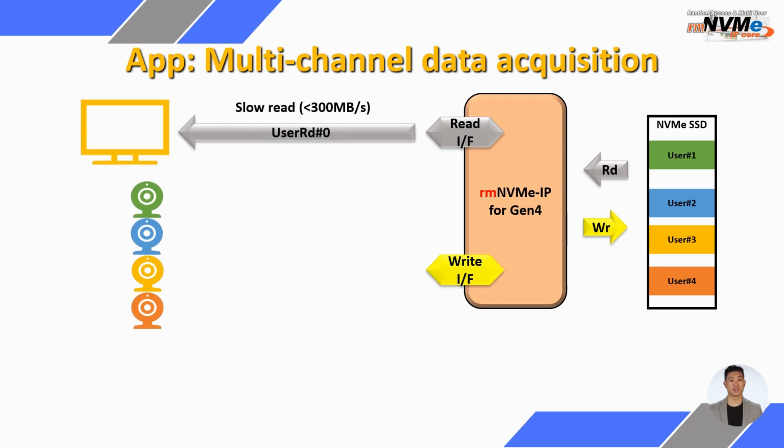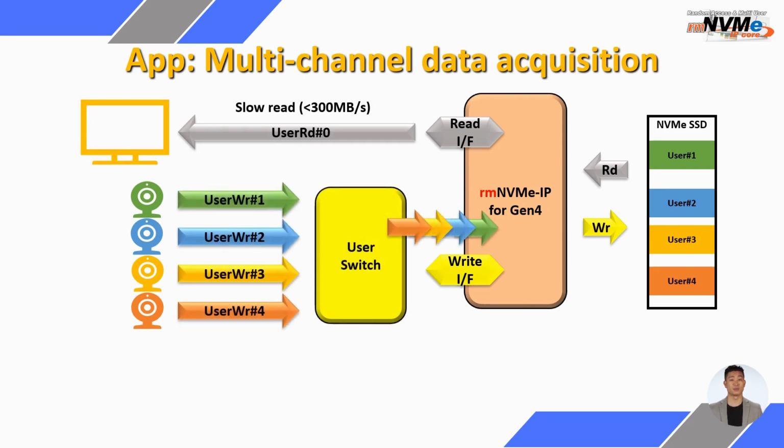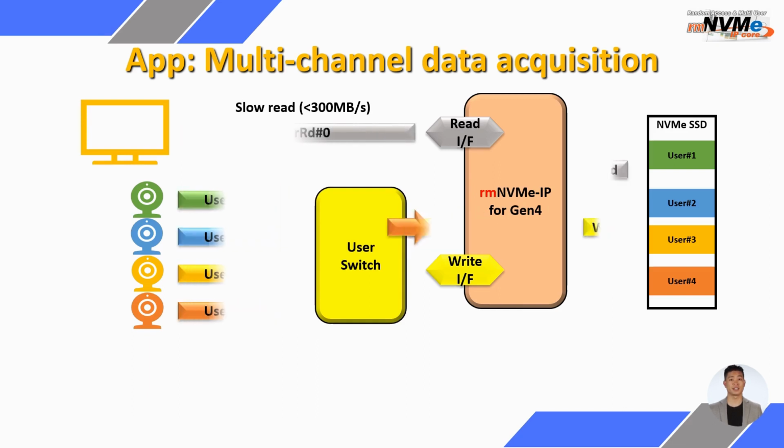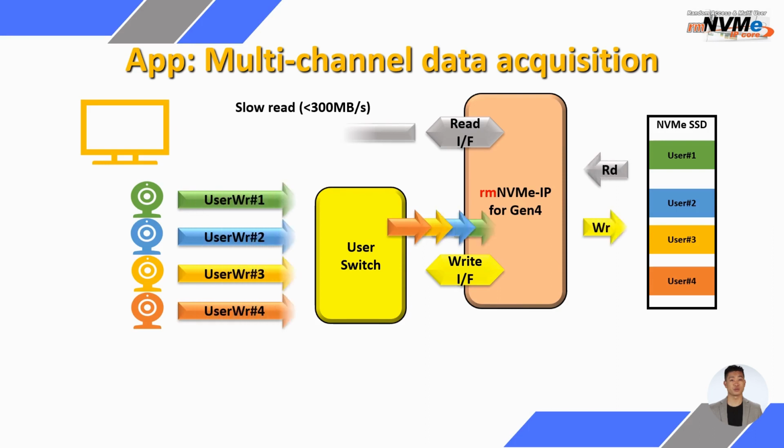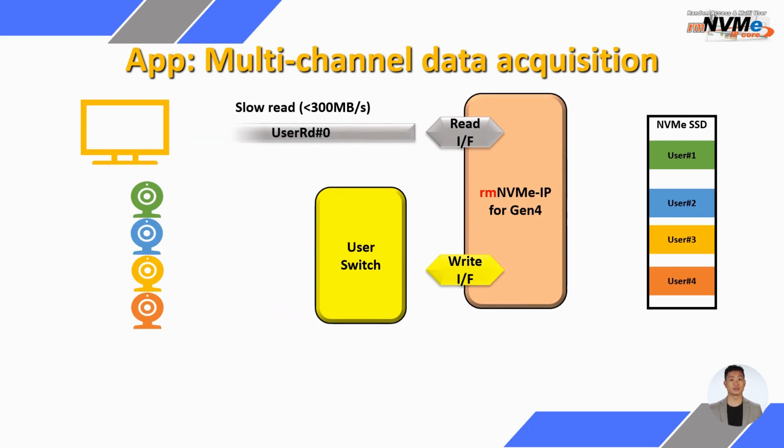This presentation shows an example scenario for 4 high-speed write users and 1 slow-speed read user. The system integrates multiple data sources through switch logic. This switch logic divides the data received from the different sources into 4 kilobyte blocks and sends multiple 4 kilobyte write requests to our rmNVMe-IP. The read command is periodically requested at a slower speed to maintain system monitoring.